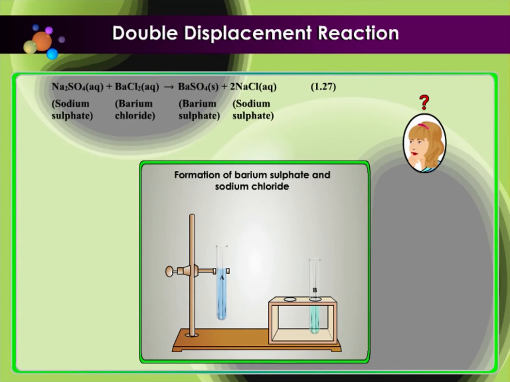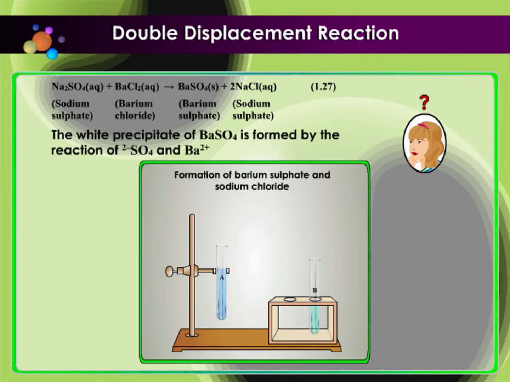You will observe that a white substance which is insoluble in water is formed. This insoluble substance formed is known as a precipitate. Any reaction that produces a precipitate can be called a precipitation reaction. The white precipitate of BaSO4 is formed by the reaction of SO4 2- and Ba2+. The other product formed is sodium chloride, which remains in the solution.